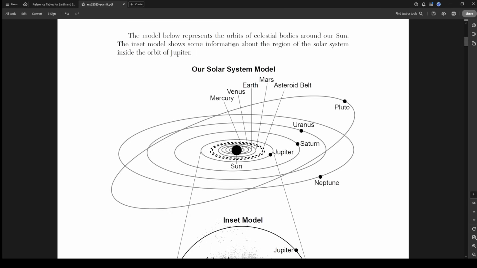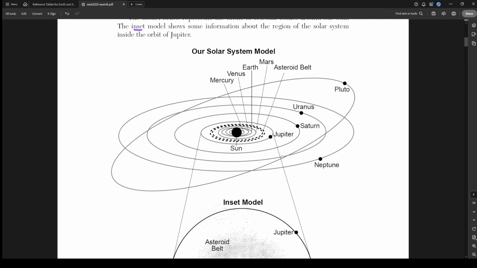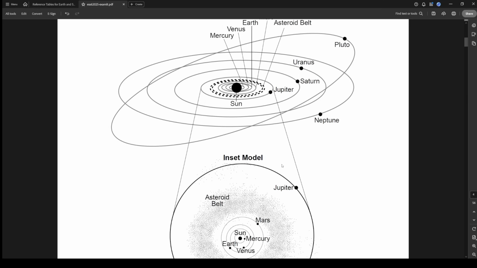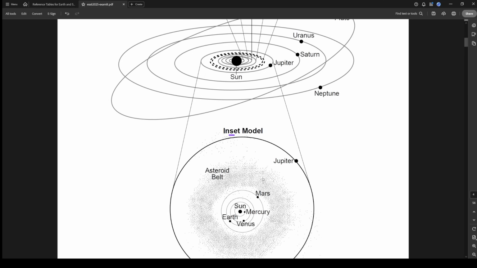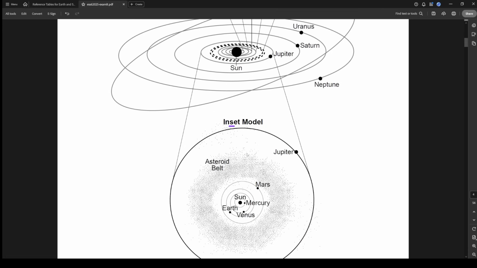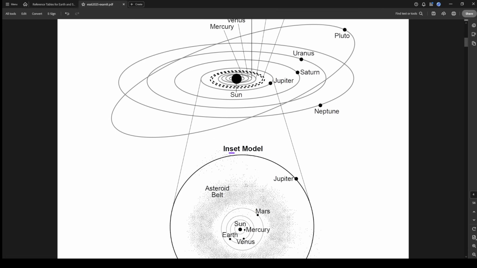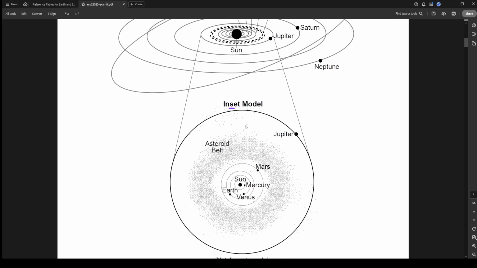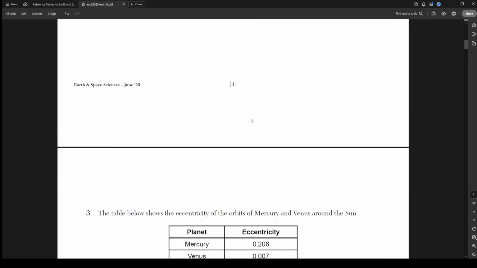All right, the model below represents the orbits of celestial bodies around our sun. The inset model shows some information about the region of the solar system inside the orbit of Jupiter. Okay, so it's just zoomed in. So here's the whole solar system, right? And then here's Mercury, Venus, Earth, Mars, just zoomed in because you can't really see it in the model. Easy.